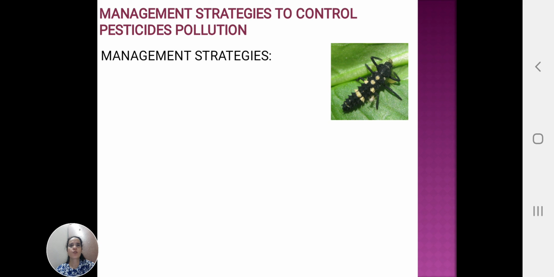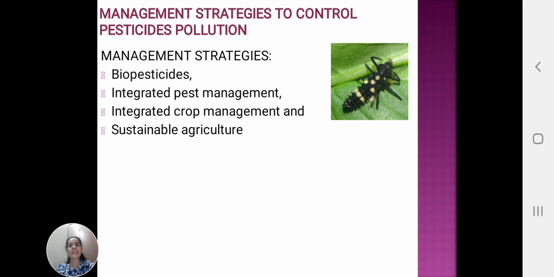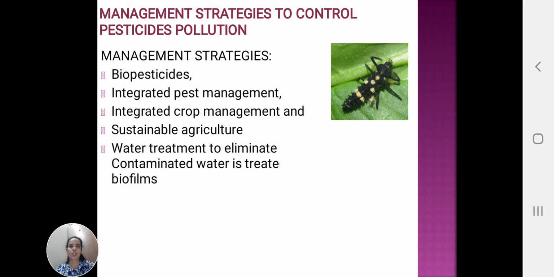Now, we'll be talking about a few management strategies to control the pesticide pollution. These management strategies include use of biopesticides, which are least harmful and they are equivalent to the chemically available pesticides in their effectivity. Integrated pest management can also prove to be an important strategy to control the pest, along with integrated crop management and sustainable agriculture, where we talk about saving the resources for the present as well as for the future generation.